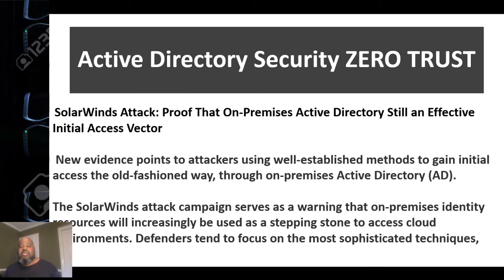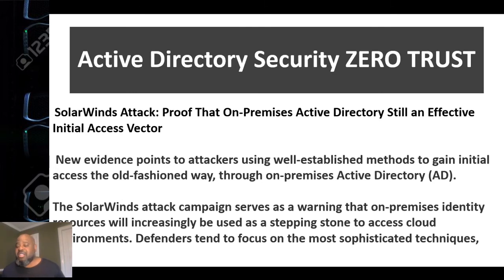So let's talk about Active Directory in a zero trust network. Everybody knows the SolarWinds attack has happened, and we kept doing a post-mortem or investigation on that. Proof that on-premise Active Directory is still an effective initial access vector. New evidence points to attackers using a well-established method to gain initial access the old-fashioned way, through an on-premise Active Directory. The SolarWinds campaign serves as a warning that on-premise identity resources will be increasingly used as a stepping stone to cloud environments. Defenders tend to focus on the most sophisticated techniques.